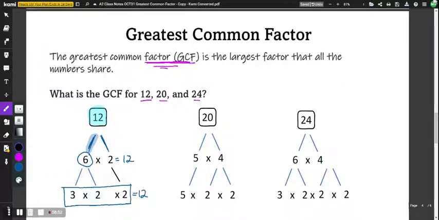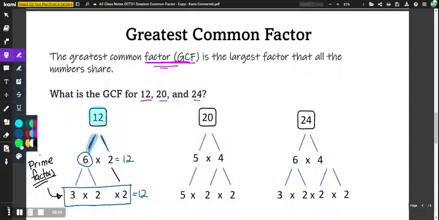These numbers are called the prime factors. They are the smallest numbers that we can multiply together to get 12. So let's take a look at the prime factors of 20. What numbers can I multiply together to get 20? Well, I can multiply 5 times 4.